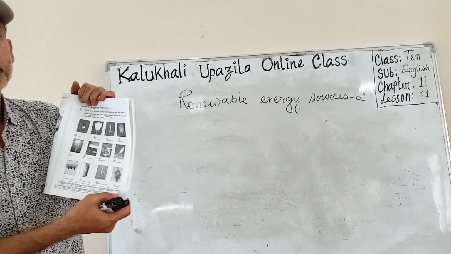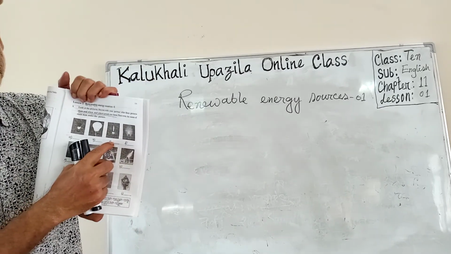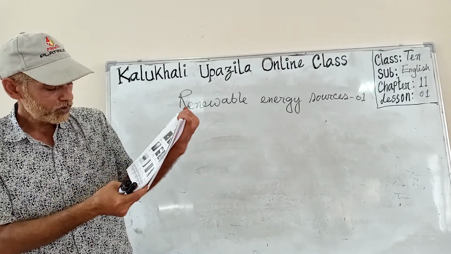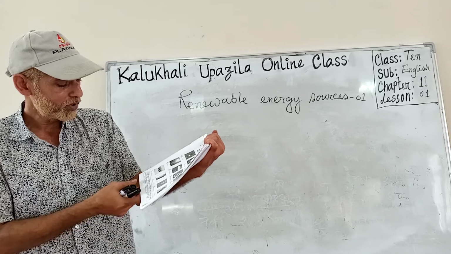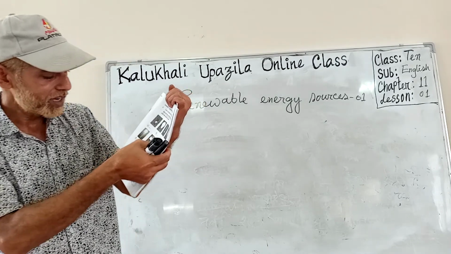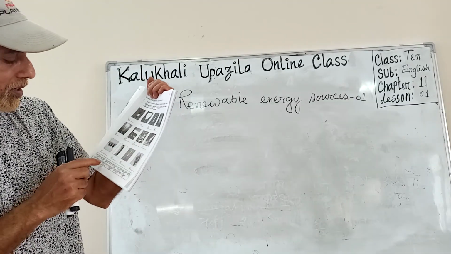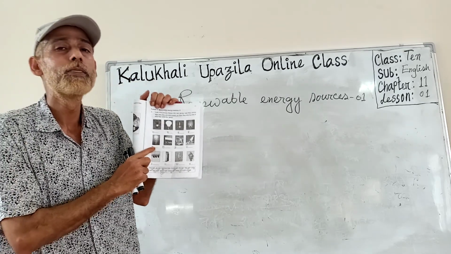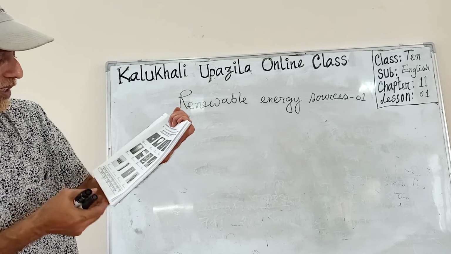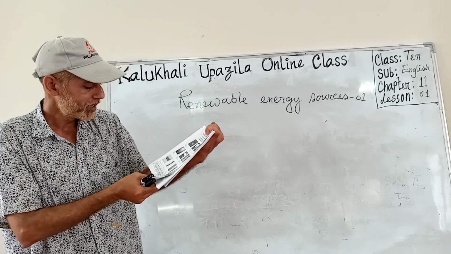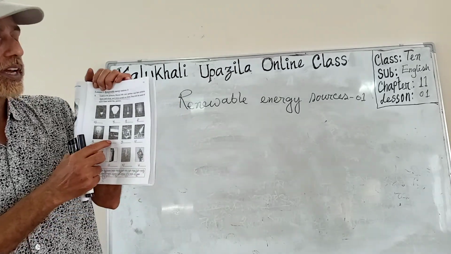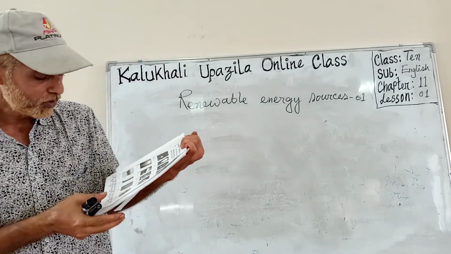And number 3, yes, it is a candle light. And number 4, it is a table lamp. And number 5, it is an energy saving lamp. And number 6, it is a tube light.